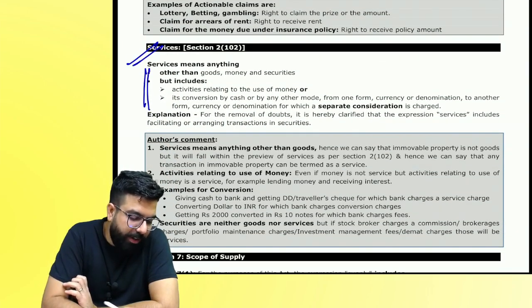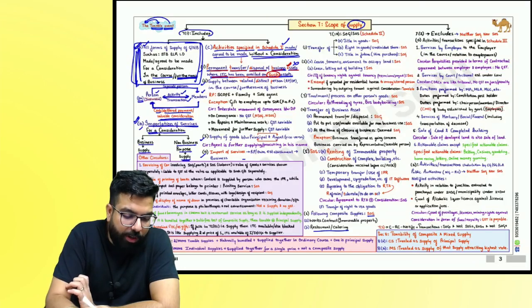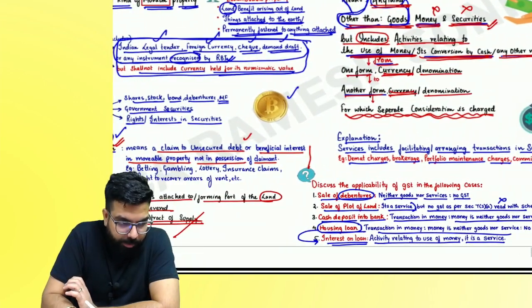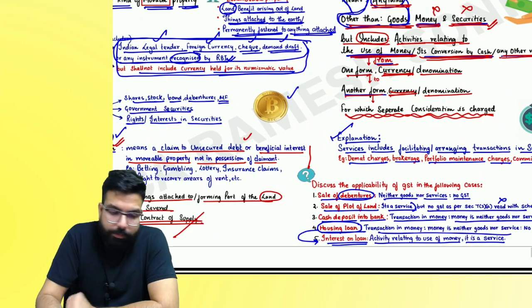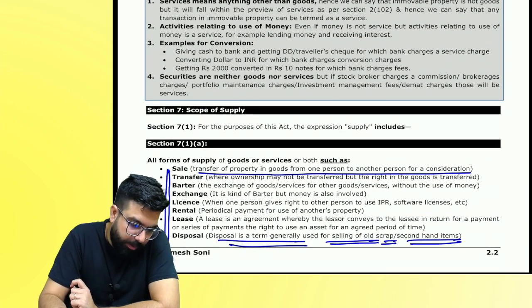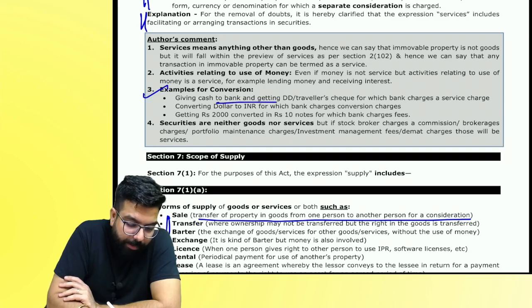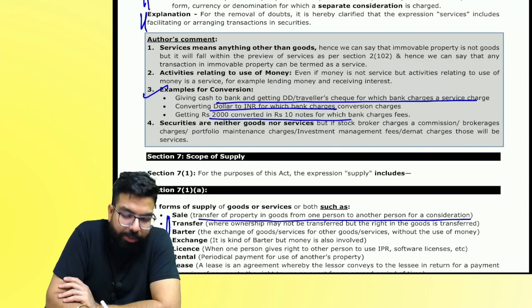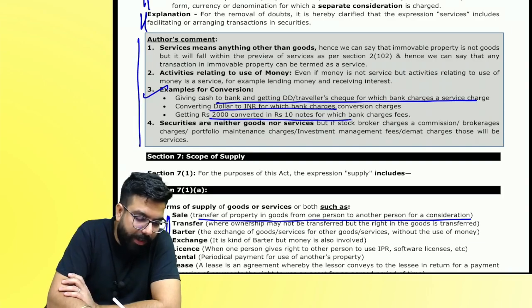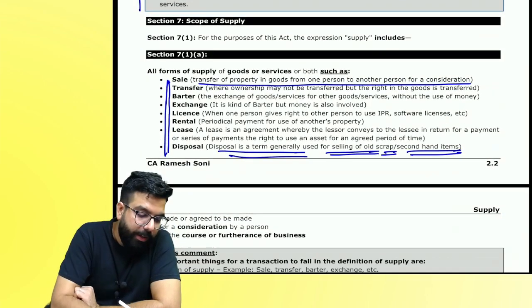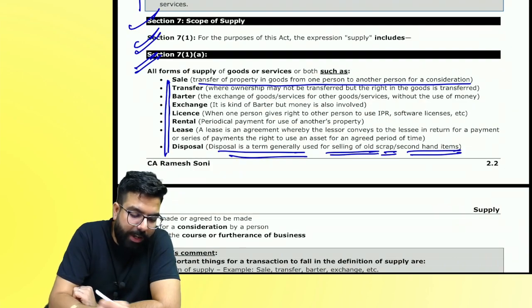Did I tell you about service? This explanation is also here. The explanations I gave: converting money, giving a bank check and taking, the bank taking dollars to INR, a 2000 rupee note into 10 rupee notes. All the examples I've given are here. Okay, everyone? Next, in section 7 we learned 7(1)(a).